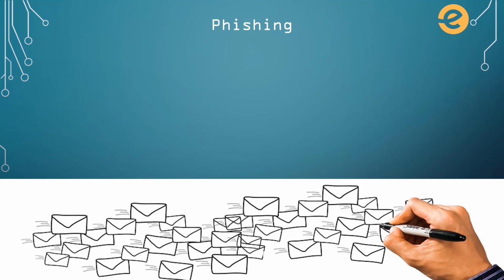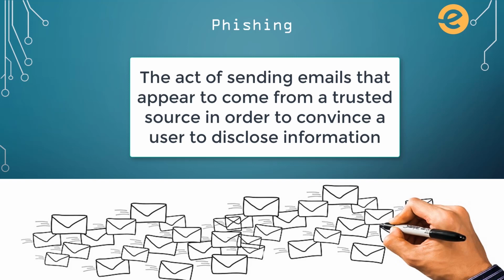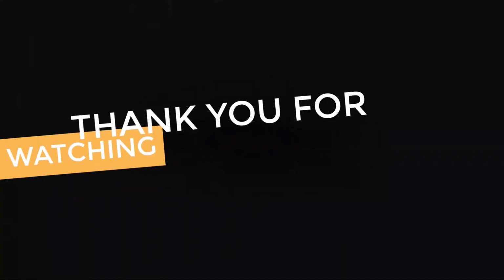And that brings us to our final type of social engineering attack that we're going to talk about, and that is phishing. And I know that you all already know what phishing is. It's the act of sending emails that appear to come from a trusted source in order to convince a user to disclose information. Phishing is becoming such a huge problem in our world today. It seems like every single day I get sent a phishing email. So in the next video, we're actually going to take a deeper dive into phishing and talk about some specific types of phishing.